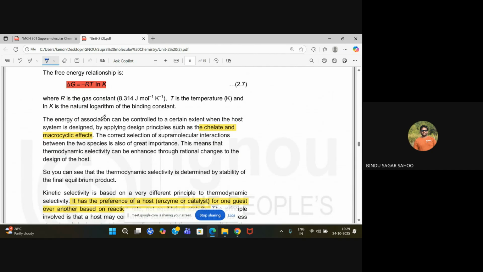The energy of association can be controlled to some extent when the host system is designed by applying design principles such as chelate and macrocyclic effects. Both the parameters, chelate and macrocyclic, can also contribute some stability to the complex.